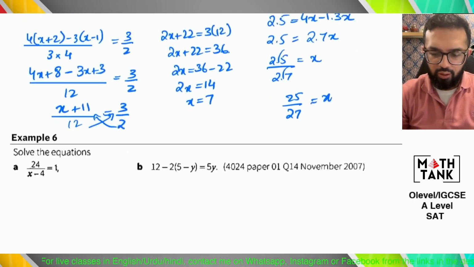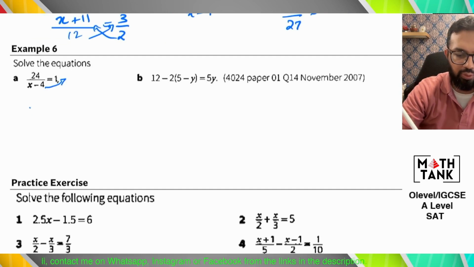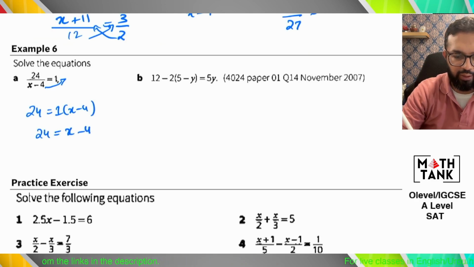Okay, moving on, we have to solve this equation. Let's cross multiply. That's simple. So 1 into x minus 4. So that gives me 24 equals x minus 4. 28 equals x.